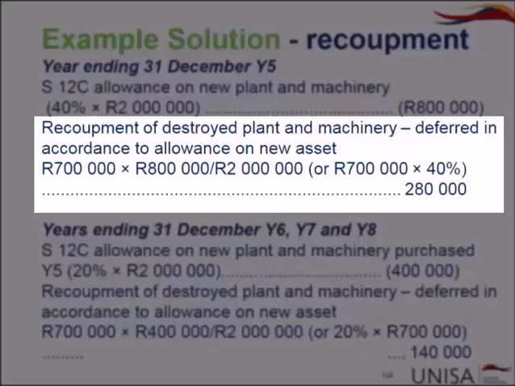The calculation of the 800 over the 2 million is literally just saying the 800,000 that we got as a deduction for the new plant divided by the total value of the new plant, which is the same as saying 40%. So in year 5, instead of including the full 700,000 recoupment, which we would have done under section 8.4a, because we've elected paragraph 65, we will defer the recoupment over the allowances that we claim on the new replacement machine.